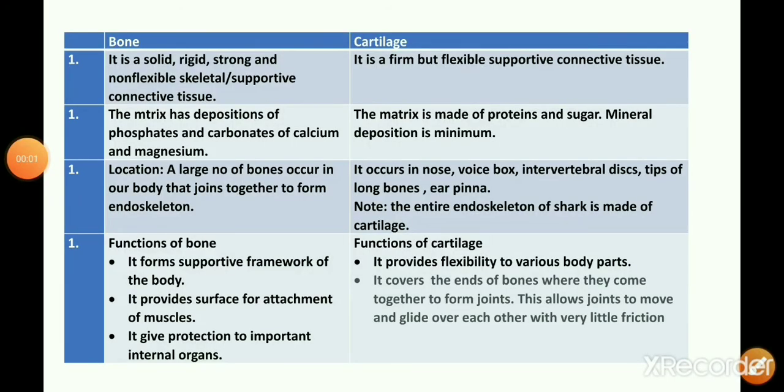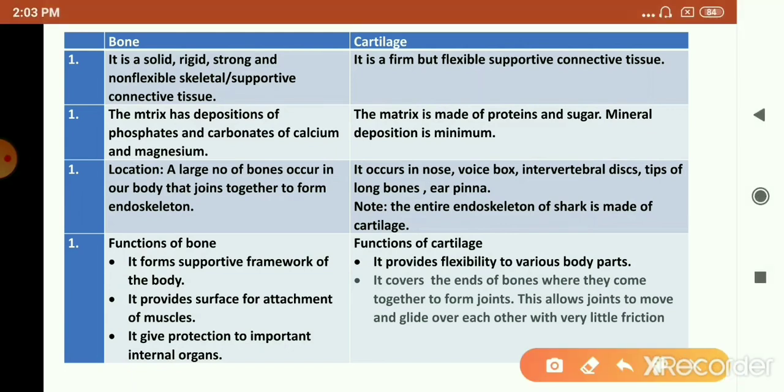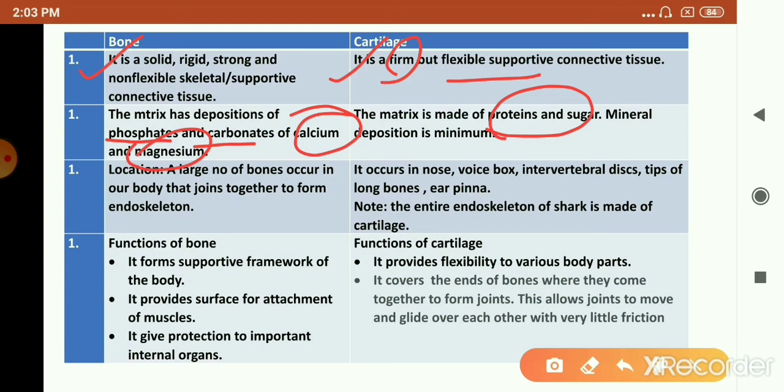So now let us differentiate between the two types of supportive connective tissue, that is bone and cartilage. Bones are solid, rigid, strong, non-flexible, supportive connective tissue, whereas cartilages are firm but not as strong as bone, but flexible. The matrix of bone has depositions of phosphates and carbonates of calcium and magnesium, whereas the matrix of cartilage is made up of proteins and sugars, and mineral deposition is minimum. This is the reason why cartilages are much more flexible than bones.